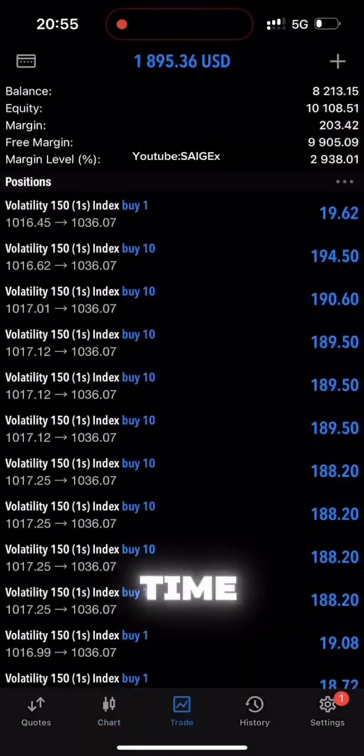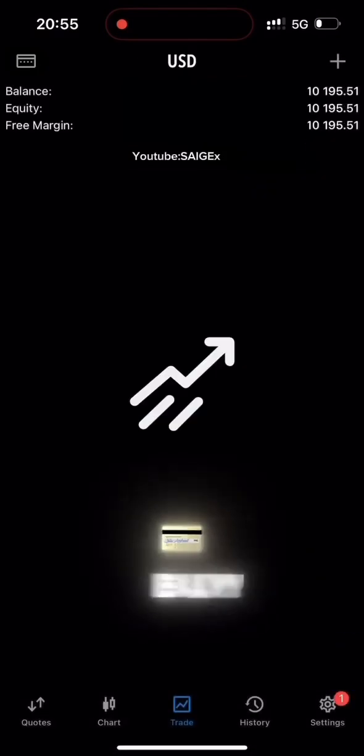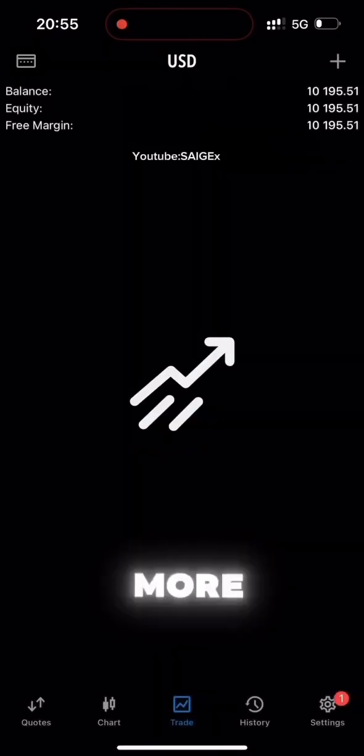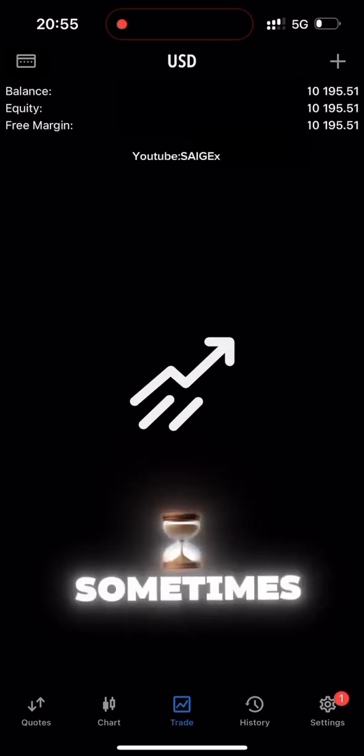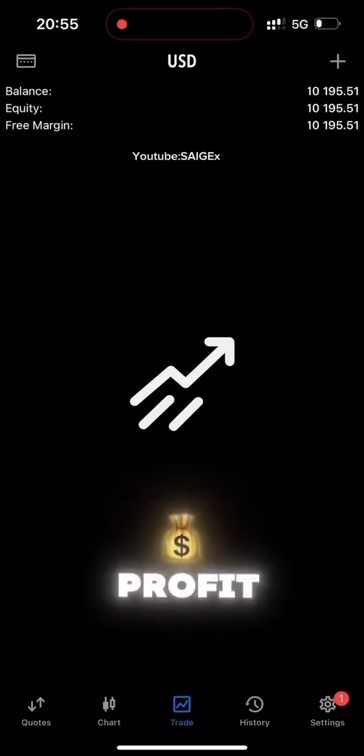Okay, so after some time you can see it has gone into the buy. You can even wait, it can buy even more. It depends on you. Sometimes the profit is just too much. You have to just take profit and leave. Sometimes you just have to do that, because if you lose something like this, I promise you it's going to tap into your mental state.